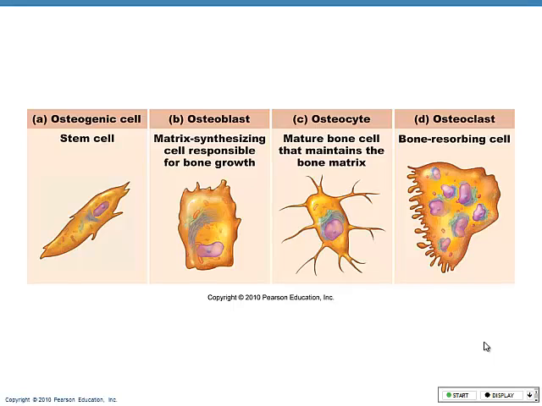Now at some point, we don't want to block off our food source as an osteoblast. I'm going to stop doing that. And I'm going to become what? A bone maintaining cell. So osteocytes are bone maintaining cells. They're described as mature bone cells. And they're going to be in those little spaces, the lacunae.